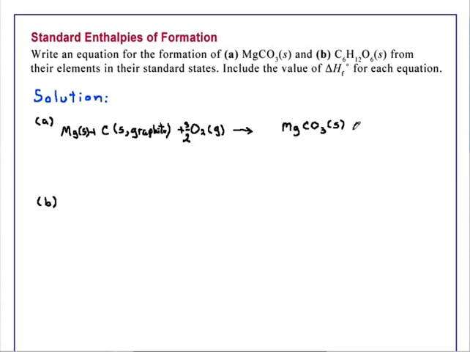And if we go to the textbook, we can find the value of the heat of formation in Appendix 2B, and that value is a negative 1095.8 kilojoules per mole.